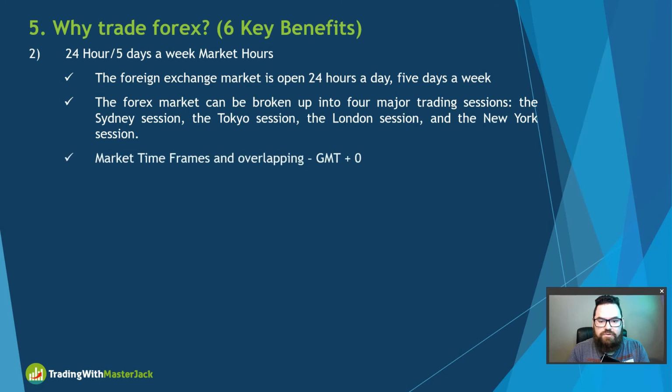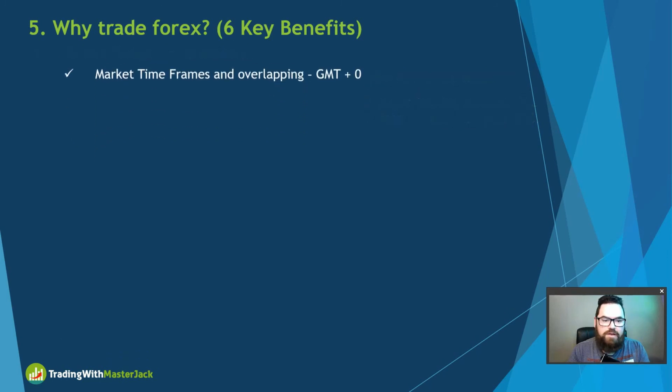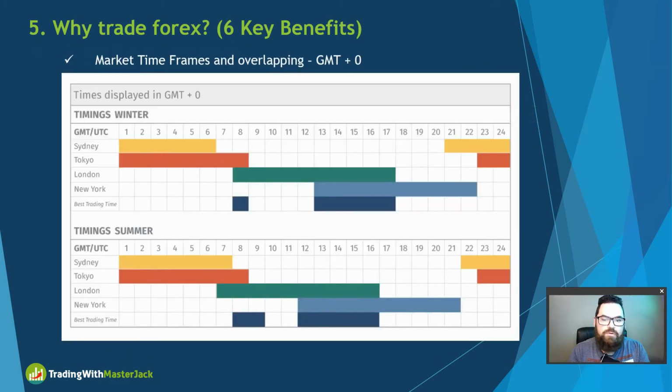Now just to illustrate the market time frames and their overlapping, I use the GMT plus 0. Now you'll notice that there is the winter timings and the summer timings. This has to do with daylight savings. Now you'll see in winter, for example, Sydney opens at 9 o'clock in the evening based off GMT plus 0 and closes at 6 o'clock. And Tokyo opens at 11 o'clock in the evening and closes at 8.